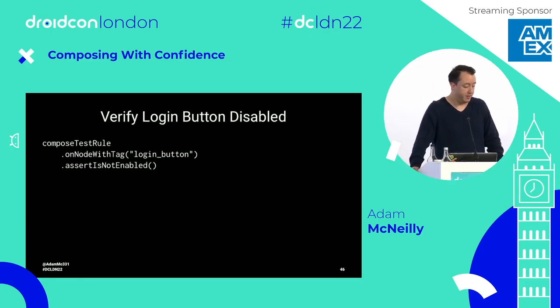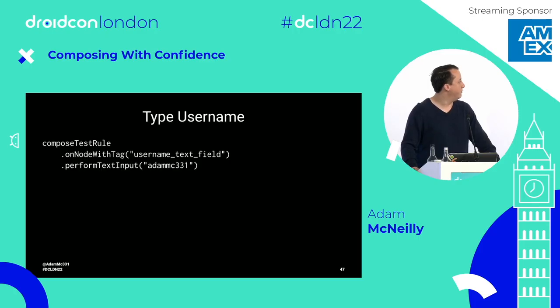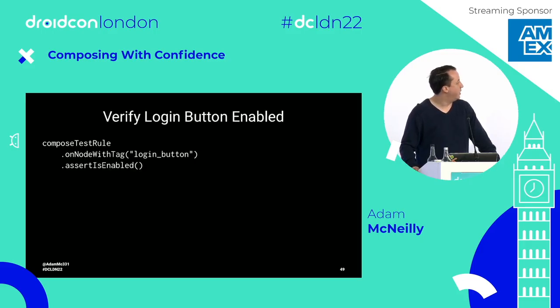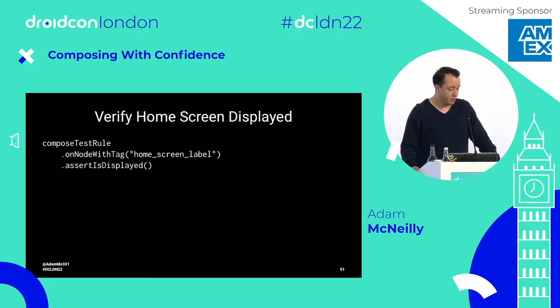Verify the login button is disabled, so find the node with the tag, assert is not enabled. This is one of those helpful assertions that I talked about. And then we're going to type in our username by calling perform text input. Then we're going to type in our password, Hunter2, most secure password there is. And then after we've done all that, verify the button is enabled now. We're going to click it by calling perform click. And then we're going to make another assertion for the home screen label, and assert is displayed.